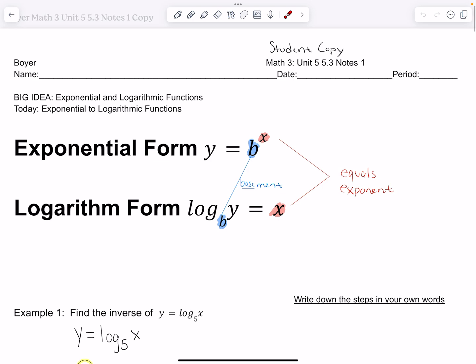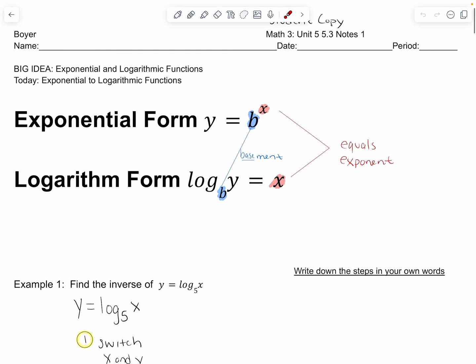Okay, so 5.3 is our next section within Unit 5. Up here I just reminded you: exponential form is y equals b to the x, and your log form is log base b of y equals x. Again, the b is in the basement, it's the base, and your exponent is equal to the exponent.